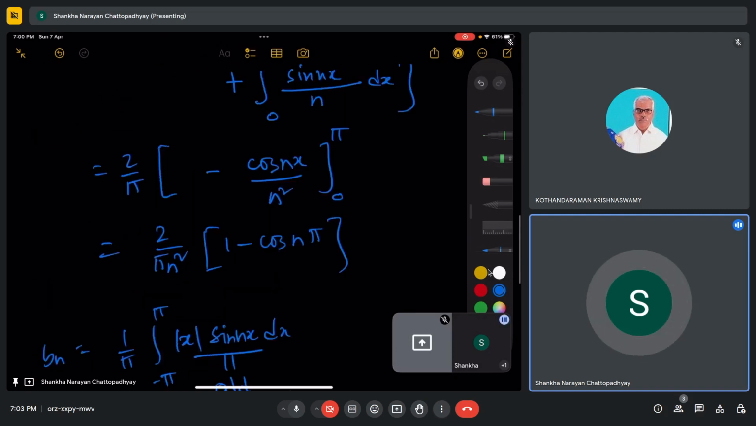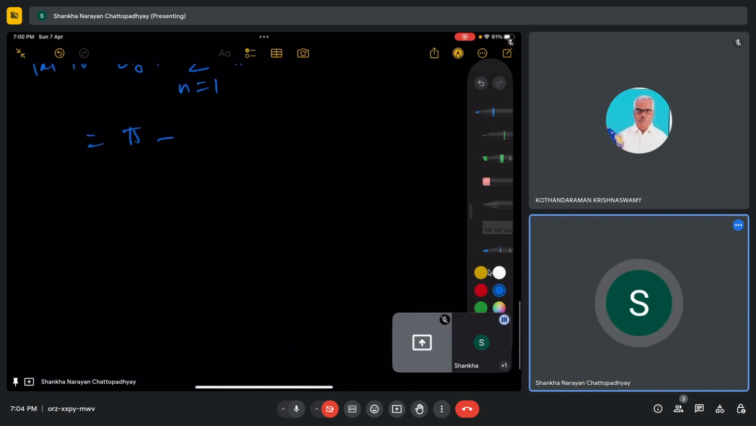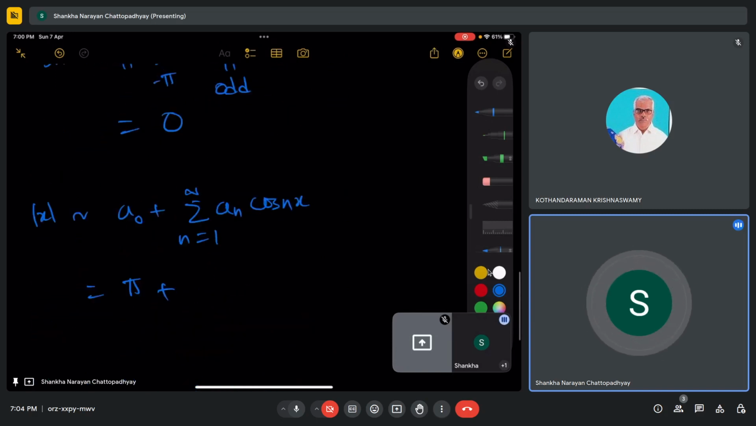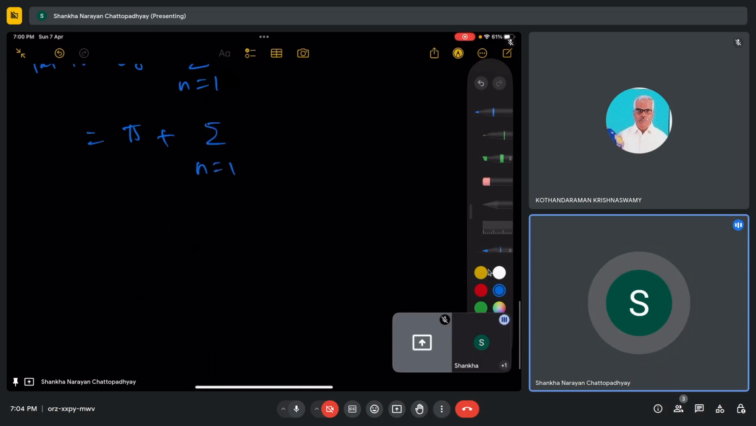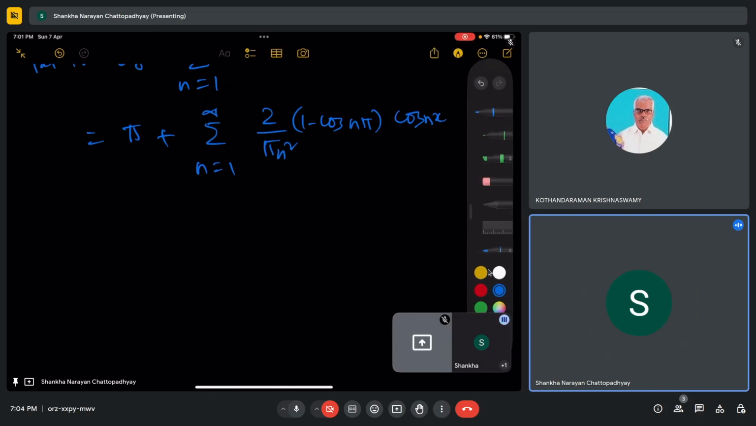So what a0 did we obtain? We obtained a0 equal to pi, and an equal to 2 by pi n square times 1 minus cos n pi. So the series is a0 plus the sum from n equal to 1 to infinity of 2 by pi n square, 1 minus cos n pi, times cos nx.